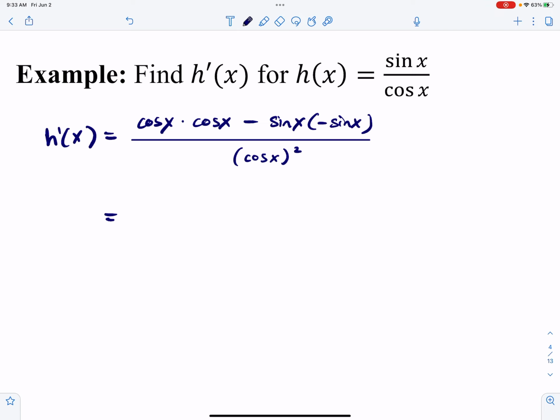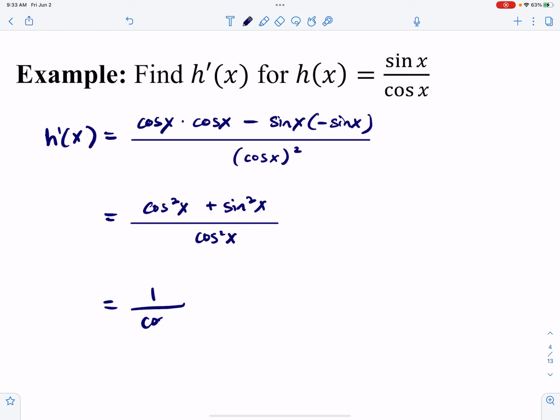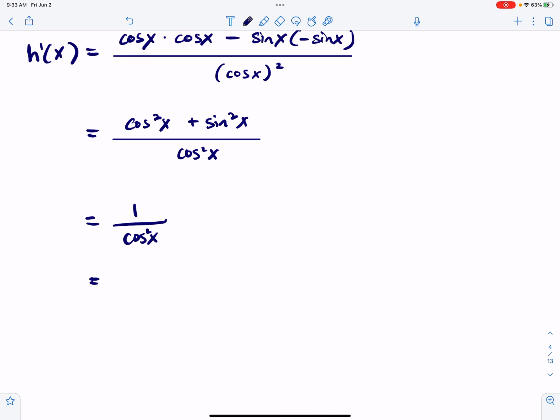Well, if we simplify the numerator, that's cosine squared plus sine squared, which there's probably light bulbs going off. Cosine squared plus sine squared is Pythagorean identity 1. So then that's 1 over cosine squared, which would be, since 1 over cosine is secant, 1 over cosine squared is actually secant squared, which is the same as secant times secant, or secant squared written like that.